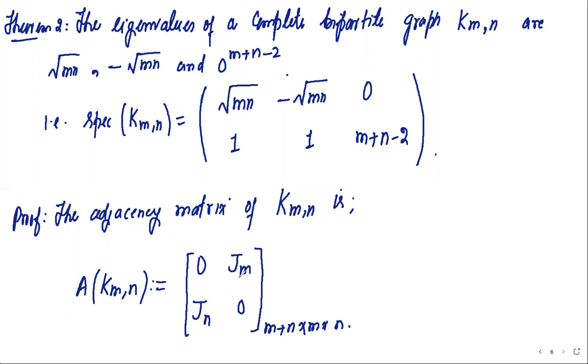And earlier we have also seen what the eigenvalues of Jm and the eigenvalues of Jn are. And in fact, we have also seen that the rank of Jm is equal to 1 for any value of m, and so obviously the rank of Jn is also equal to 1. So once we have rank of Jm is 1 and rank of Jn is 1, that means the rank of the adjacency matrix of the complete bipartite graph Kmn is equal to 2.